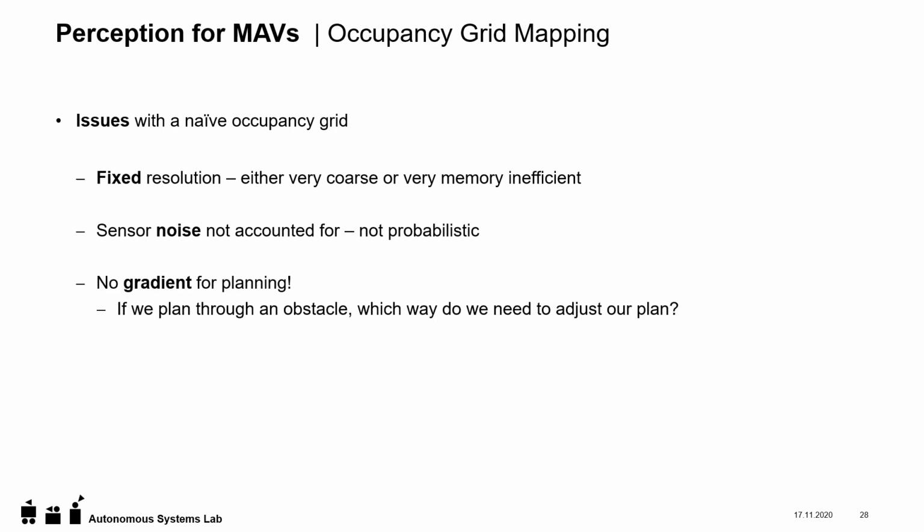But most importantly, there is no gradient for planning. Let's say we want to plan a path and we see in the map that it leads through an obstacle. Which way do we need to adjust our plan so that we are out of the obstacles with the least deviation from the original plan?